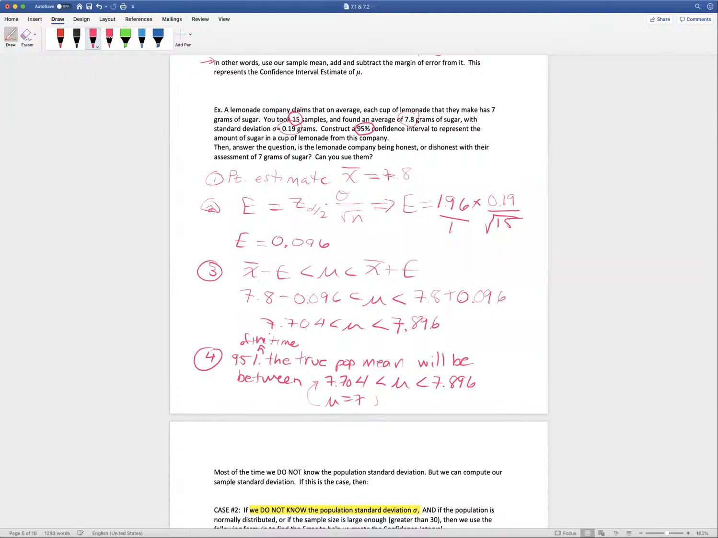So what that's telling us is we have a fair amount of good statistical information that could tell us that this company is being dishonest. They have more than 7 grams of sugar in their average cup of lemonade. In fact, they have between 7.704 and 7.896 grams of sugar in their average cup of lemonade.